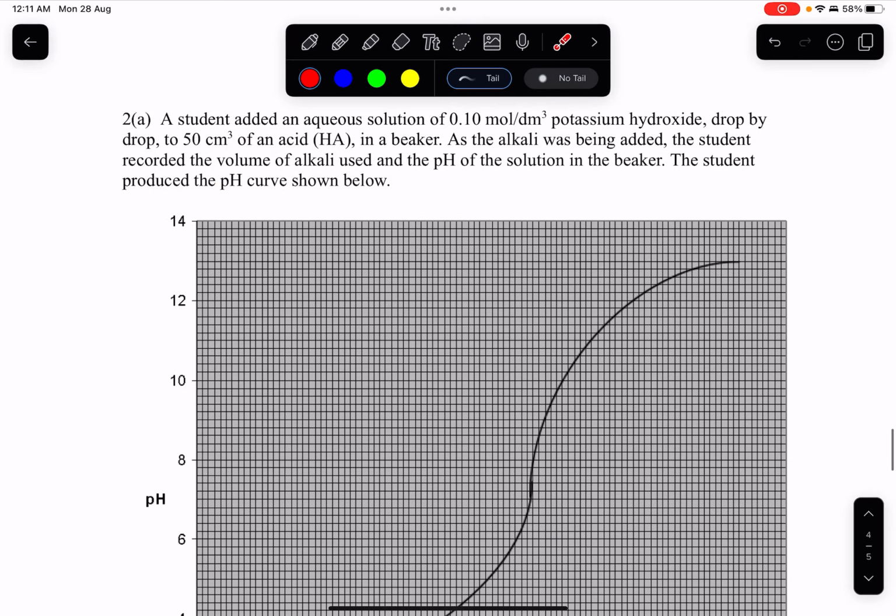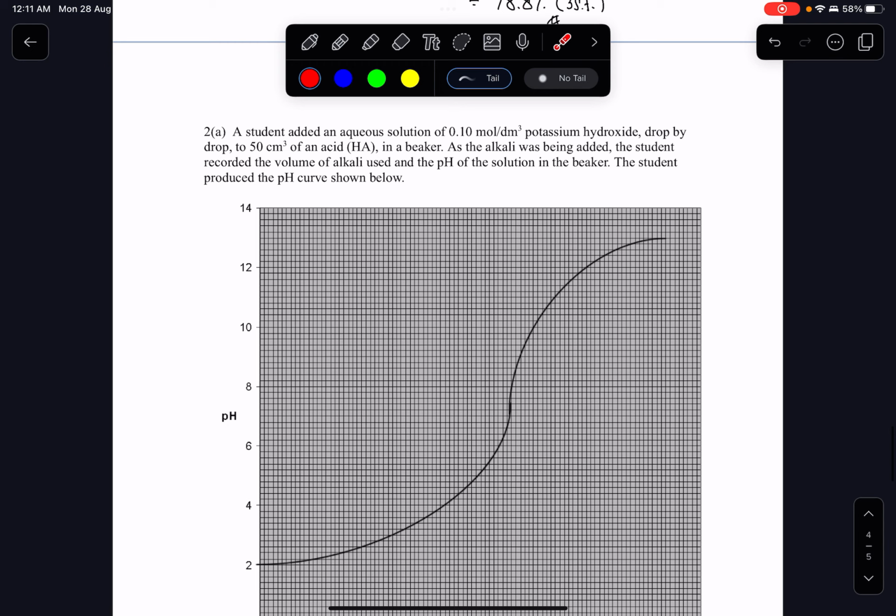Okay, for the last question, this is what we call a pH curve or a titration curve. What happened was the student added an aqueous solution of 0.1 mole per dm cube of potassium hydroxide drop by drop to an acid in a beaker. So the acid is inside the beaker. I'm adding potassium hydroxide into it.